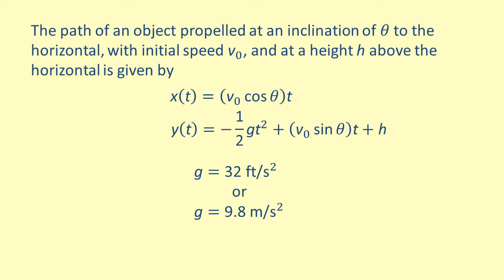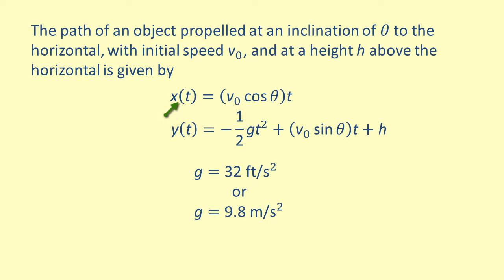In the second equation, g accounts for the effect of gravity on the object. Depending on the circumstance, we can use either g equals 32 feet per second squared or g equals 9.8 meters per second squared. To solve either equation, substitute the known values.